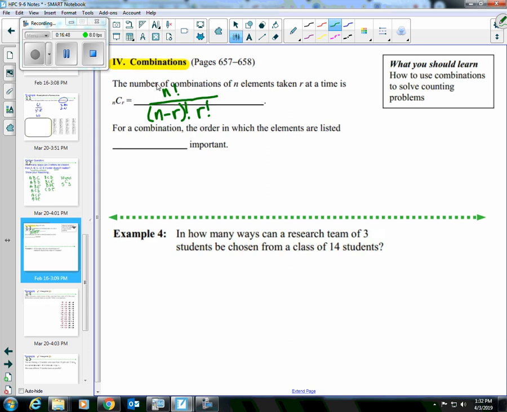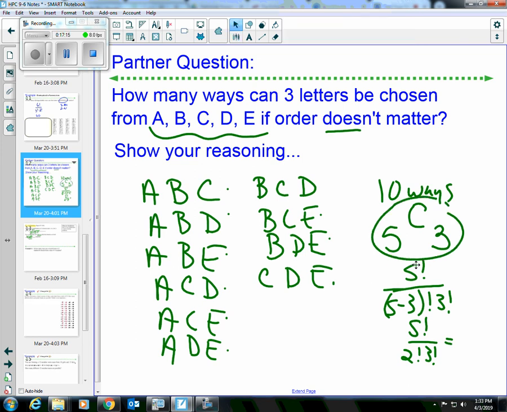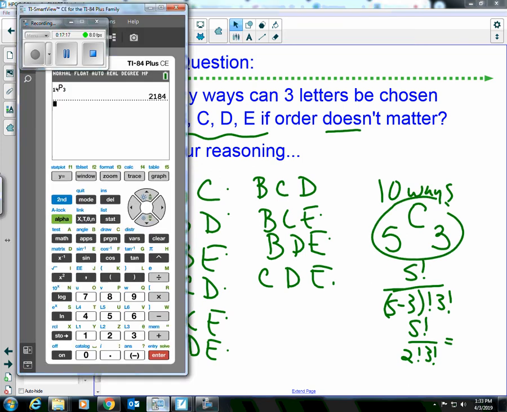So for a combination, the order in which the elements are listed is not important. It doesn't matter. So for the example that we just did, this would have been 5 choose 3. So that would have been 5 factorial over (5 minus 3) factorial, 3 factorial. So that's 5 factorial over 2 factorial, 3 factorial. Go ahead and type that into your calculator, this 5 choose 3. I just want you to see that we do in fact get our 10.